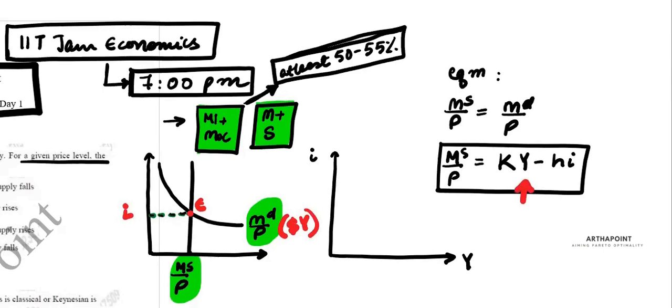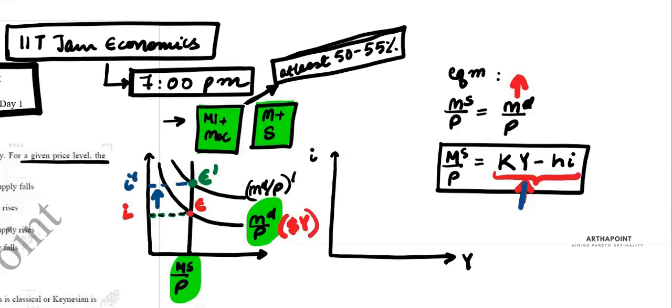Whenever there is an increase in income, there is going to be an increase in the demand for money, because this is the equation for demand for money. So when income increases, the demand for money increases, and the new equilibrium will be at E dash, with a new interest rate at I dash. So an increase in income causes the interest rate to increase. So the LM curve is upward sloping. This is how we derived the LM curve.